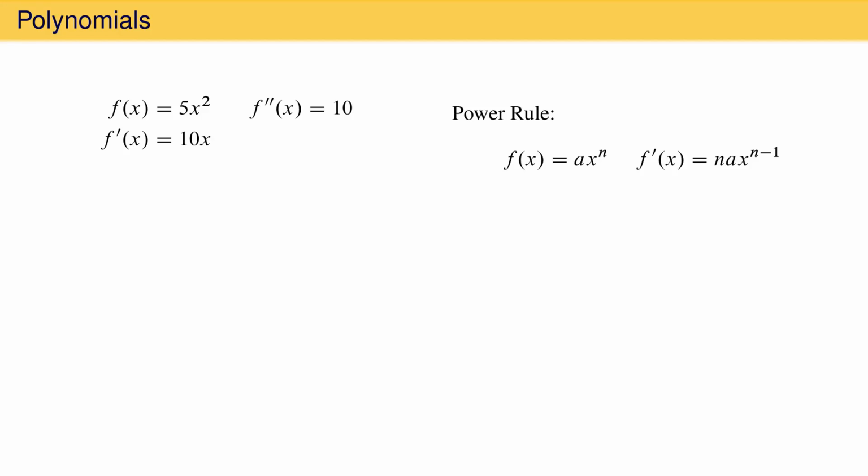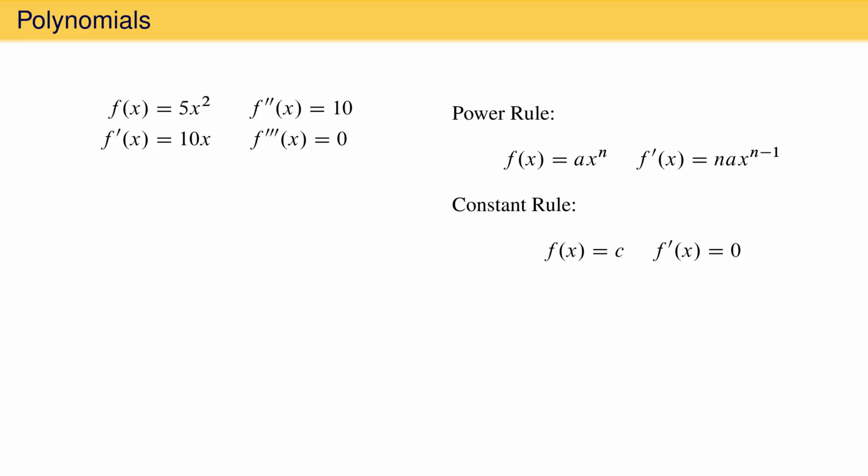But how do we take the derivative of this result to obtain the third derivative of the original function? Instead of the power rule, we use what is called the constant rule, which states that for any function that is equal to a constant c, the first derivative is always 0. This makes sense when you recall that a function equal to a constant is a horizontal line, and any horizontal line has a slope of 0 at every point, making the derivative 0 at every x coordinate. The derivative of 10, and the third derivative of 5x squared, is therefore 0.